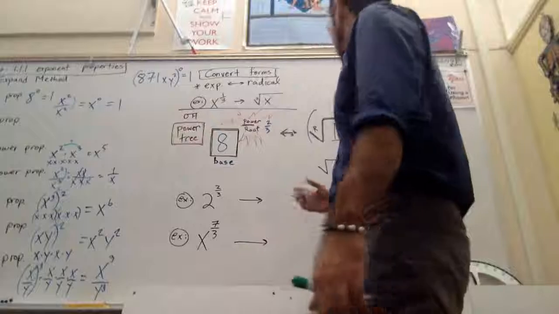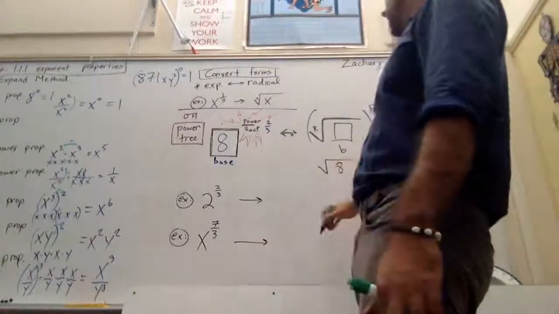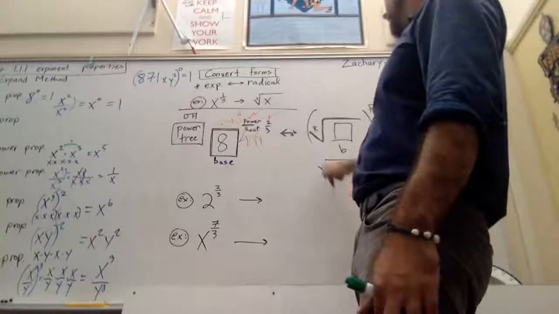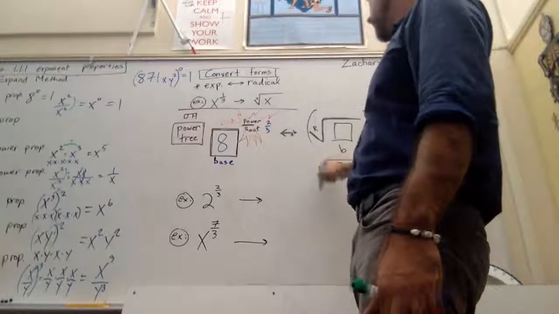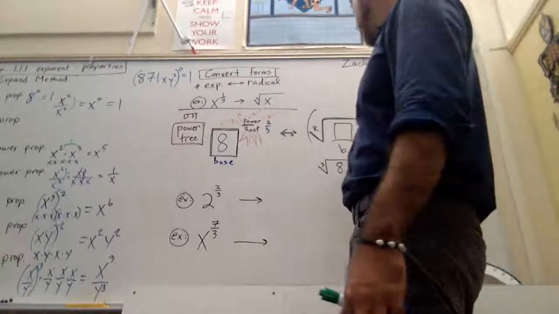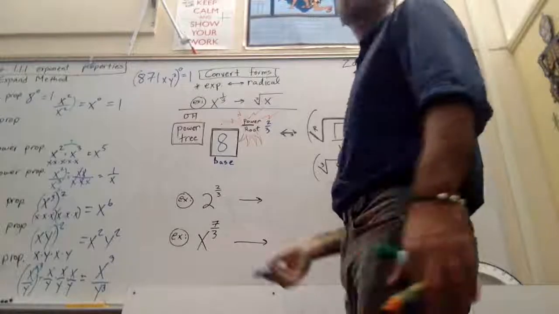So it's 8 goes in the middle. Good. 3 goes in the root, right here. Yeah. Third root of 8 raised to what power? The second. Second power. Okay.